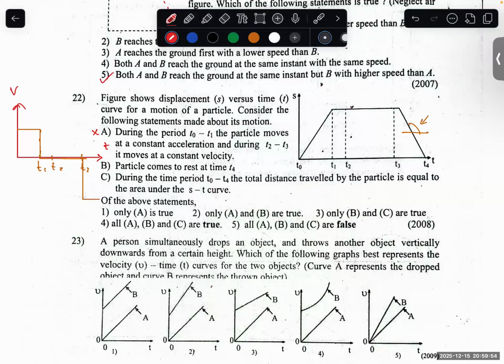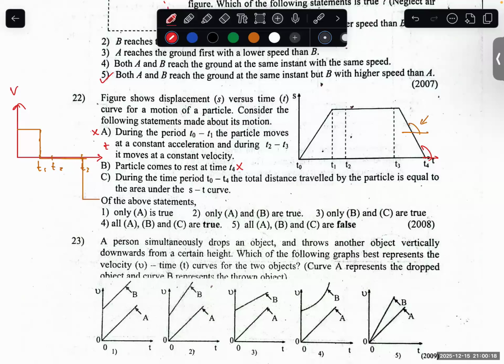Then B, the particle comes to rest at time T4. No, actually at T4, it has an angle. At that moment, because of the angle, it is definitely a non-zero velocity. So it's false. It has a velocity. Because the graph is ending there, it doesn't mean the gradient is zero.